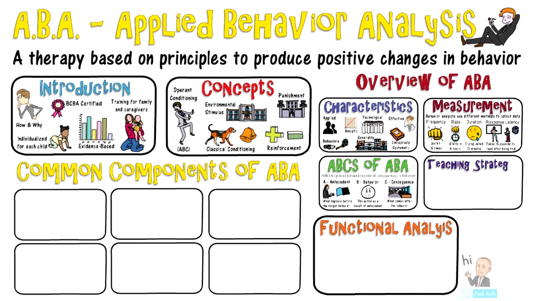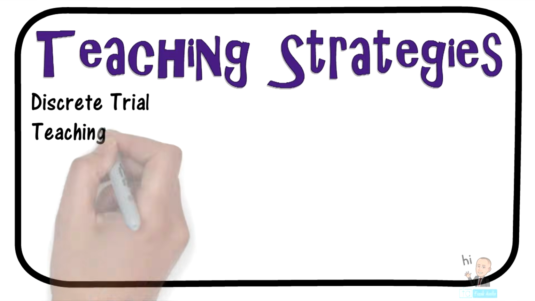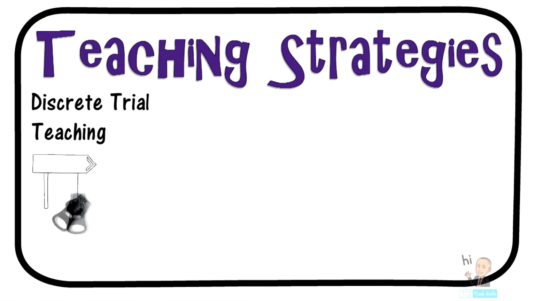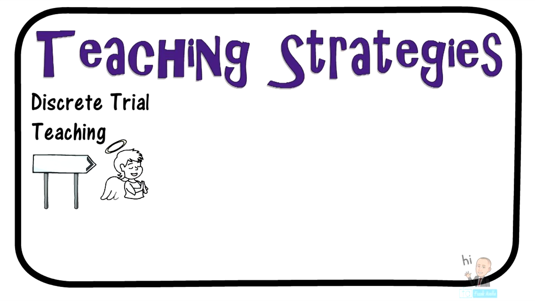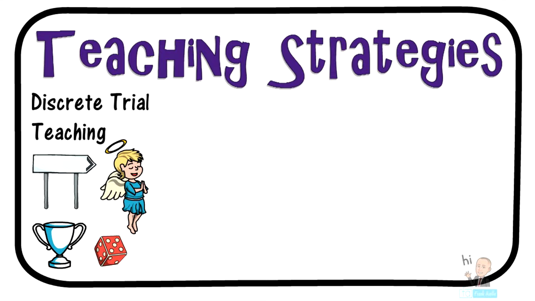Up next is teaching strategies. First up is discrete trial. Instructions are given to students in a very concise manner, and the student's good behavior is rewarded. The rewards and incentives will vary amongst students.